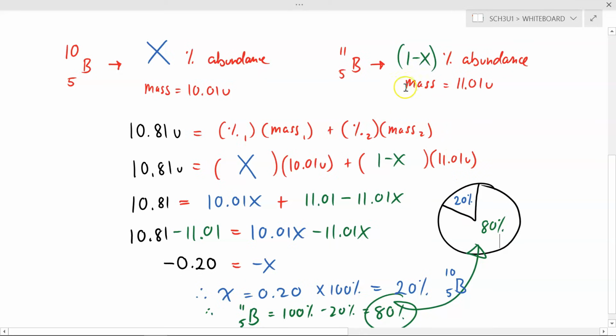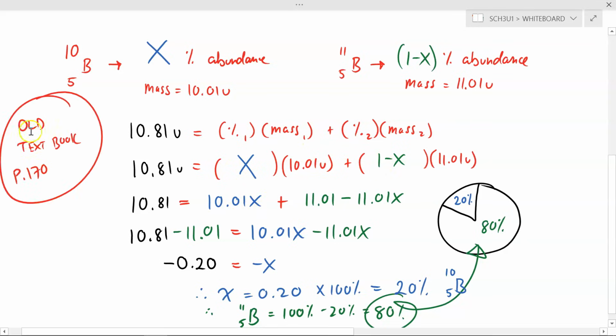Alright, so 80% boron-11. Now, unfortunately, your textbook only has the easy isotopic abundance calculation questions, so the ones where they give you the percent and the mass and you have to calculate the average. They don't give you the ones where they ask you to calculate the percent abundance. These questions can be found in the old textbook, page 170. So if you want more practice with these types of questions, please go to the old textbook, page 170.